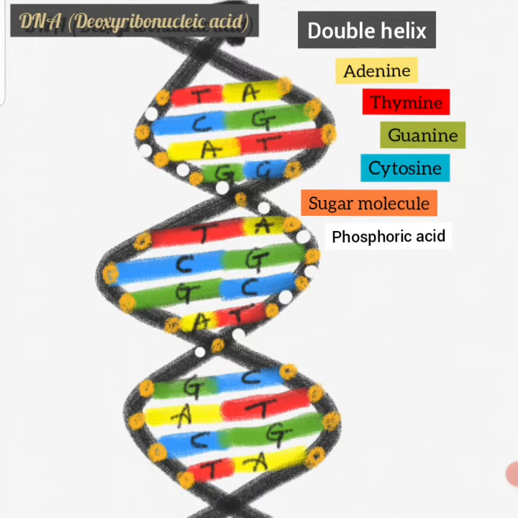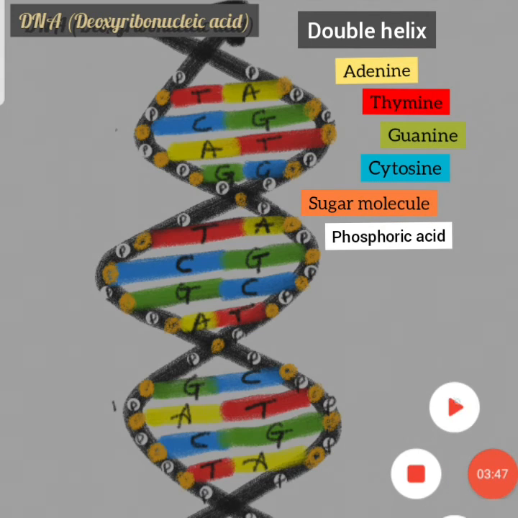So in a DNA molecule, we have seen DNA is a double helix in structure. There are four nitrogenous bases present in a DNA molecule: adenine, guanine, thymine, and cytosine. And these nitrogenous base molecules, what are they attached to? They are attached to pentose sugar, and these pentose sugars are then attached to what? They are attached to the phosphate.